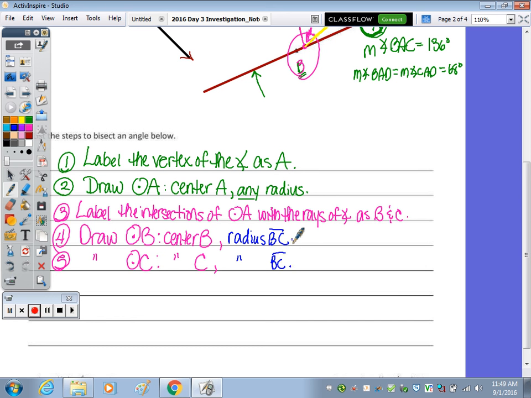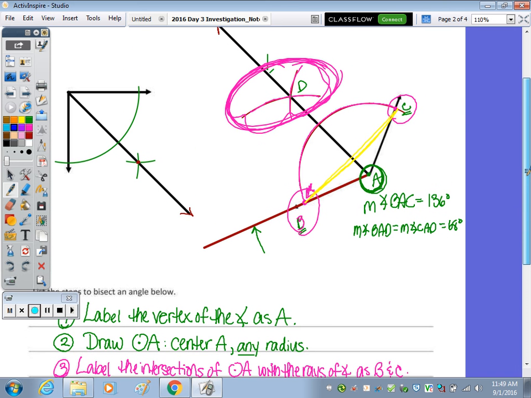Or CB, it's the same thing. And then we want to label that point of intersection of those two circles as D. Step number 6, label the intersection of circle B and circle C as D. Okay, and this point of intersection will always be in the interior of the angle.